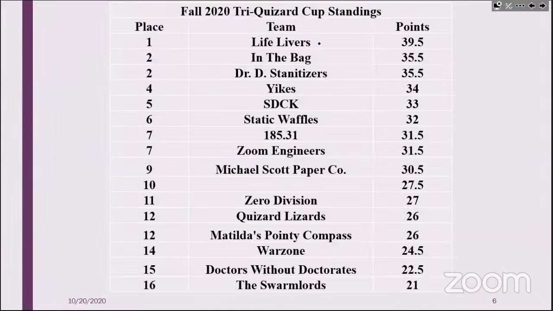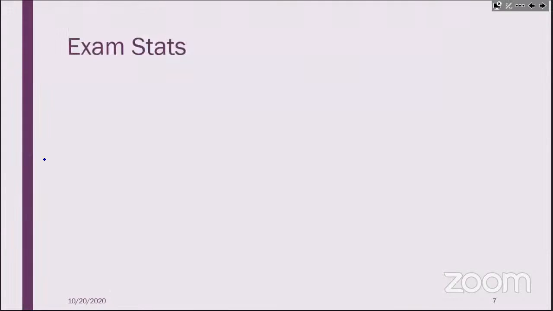All right, here are the latest and greatest TriQuizzer standings, right? We've got the life livers and a tie for second in the bag, and Dr. D's sanitizers. Yikes, SDCK, static waffles, 185.3 Zoom engineers. Michael Scott paper, blank, zero division, Quizzard lizards, Matilda's pointy compass, Warzone, doctors without doctors, and just one. That's where we're at. That calculates everything. It's up to date with our exam standings, right? Speaking of the exam.